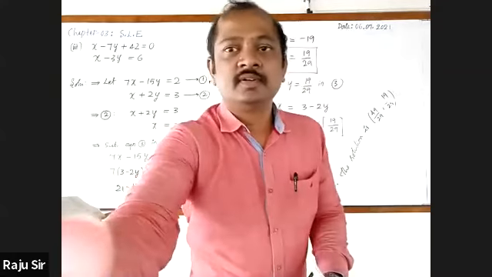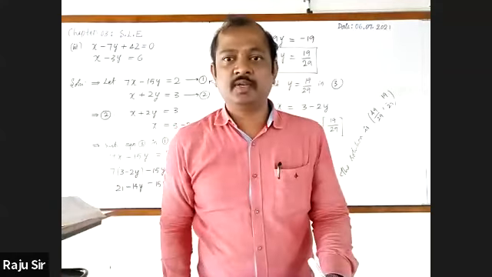Sir, y is equal to 12. Y is 12, sir. X is equal to 42, sir. Very good. Y is equal to 12 and X is equal to 42, sir. Excellent. X equals 42. Correct, correct, correct. Very good.